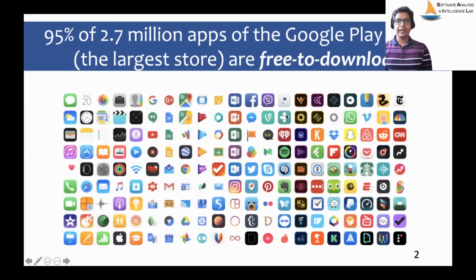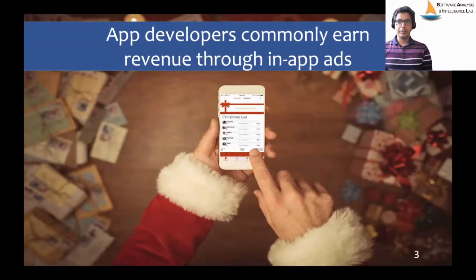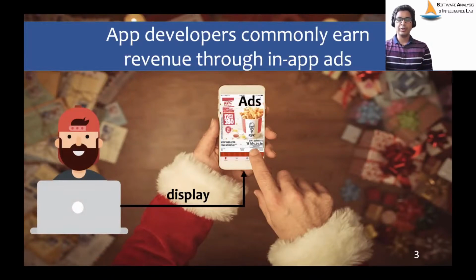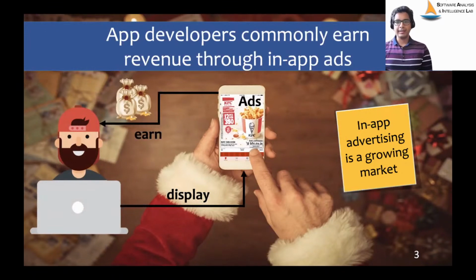The majority of the apps in the Google Play Store are free to download. That means users do not have to pay any money to install and use these applications. Although these apps are free, app developers can earn revenue through in-app advertising. In this model, app developers display ads on mobile devices, and when users interact with the app, for example, by clicking on these ads, app developers can earn revenue. According to recent research by App Annie, in-app advertising is a growing market, and it was forecasted to reach about $200 billion by the year 2021.